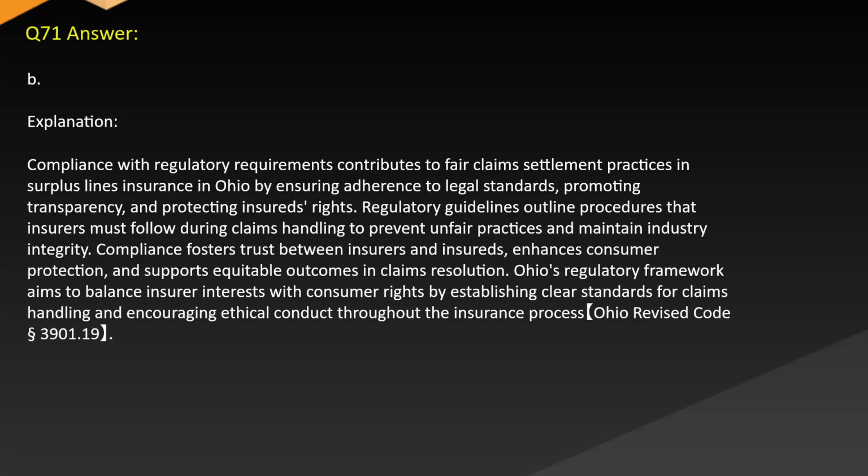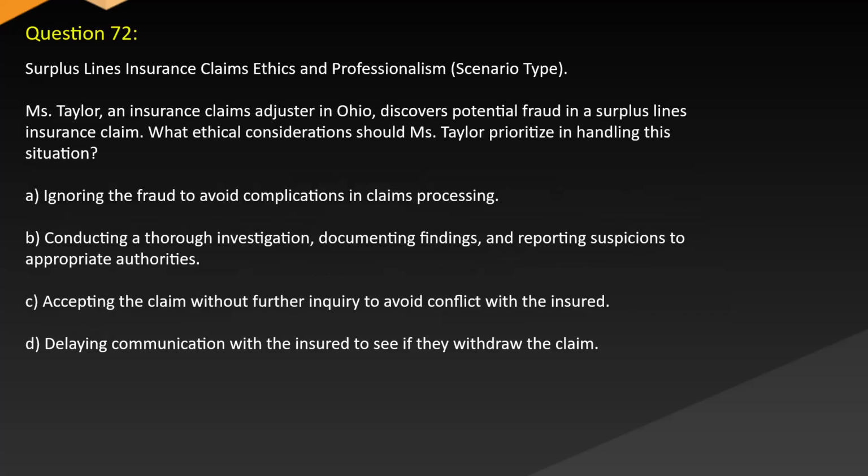Ohio Revised Code SS 3901.19. Question 72. Surplus lines insurance claims ethics and professionalism scenario type. Ms. Taylor, an insurance claims adjuster in Ohio, discovers potential fraud in a surplus lines insurance claim. What ethical considerations should Ms. Taylor prioritize in handling this situation?